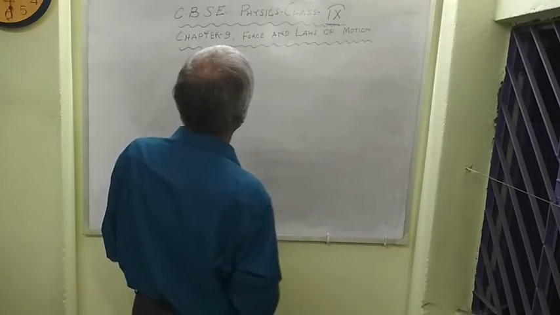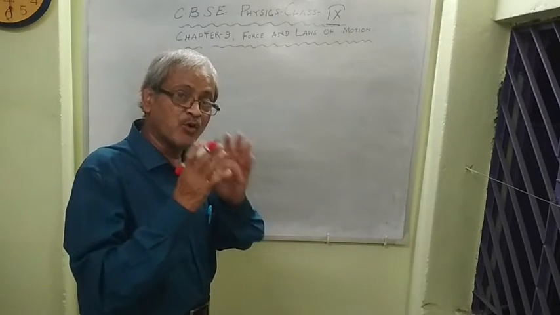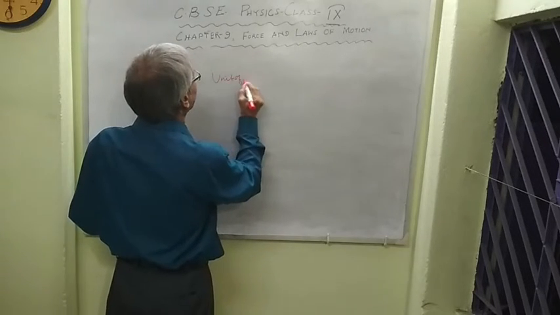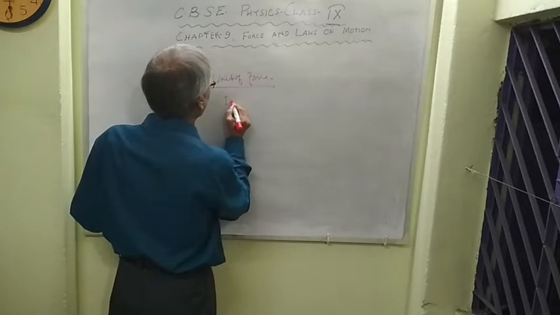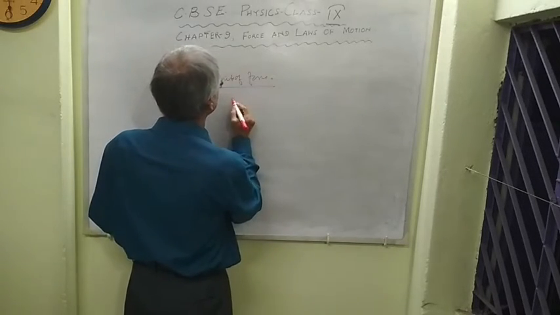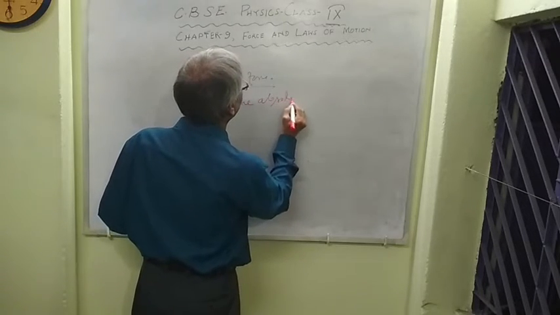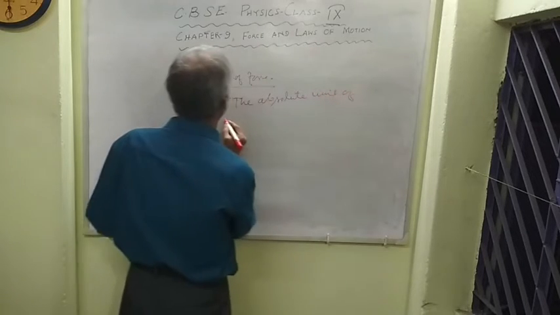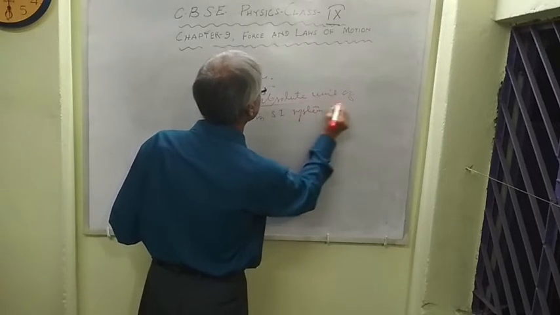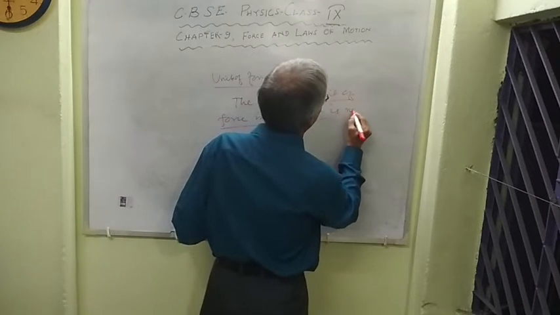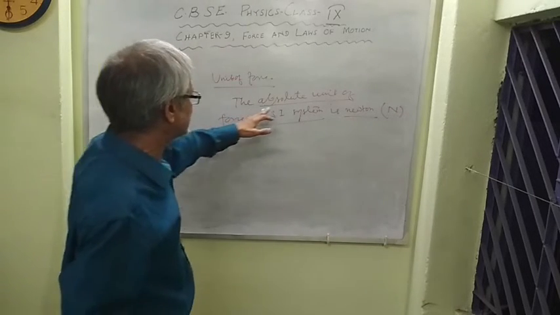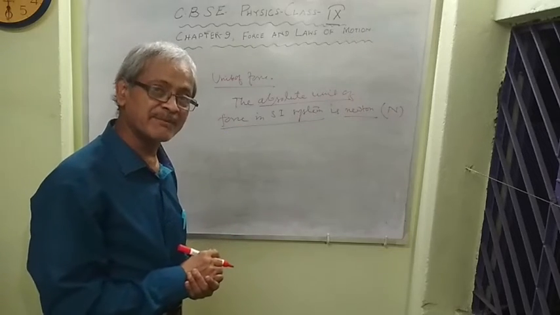Now we have the definition, we have the units of force. Here we write the absolute unit of force in the SI system. The absolute unit of force in the SI system is the Newton, written as N. The absolute unit of force in the CGS system is the dyne, and in the FPS system it is the poundal.